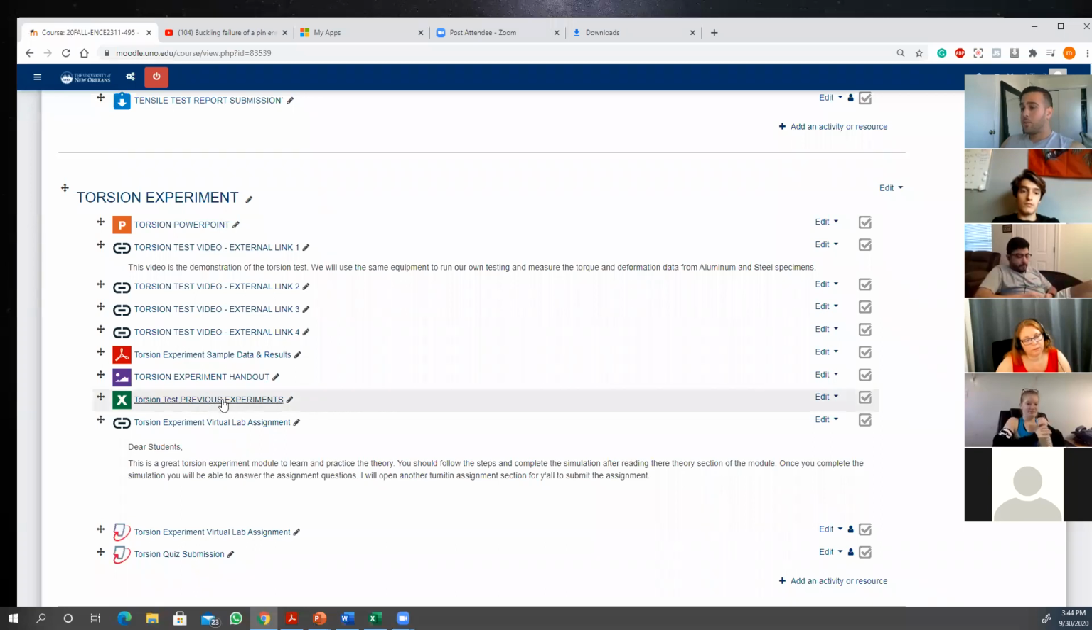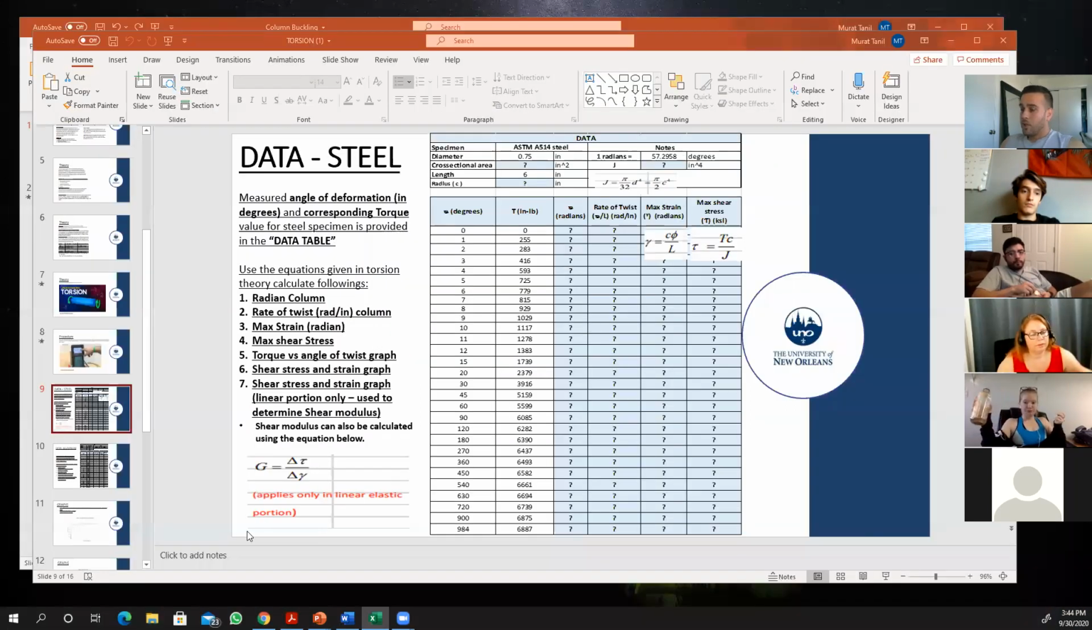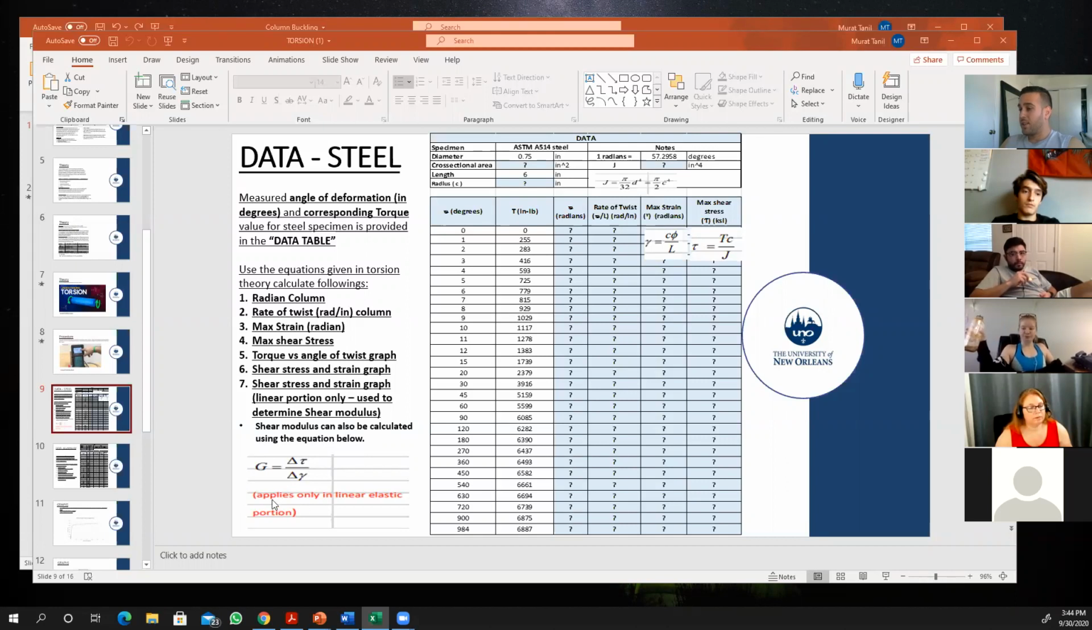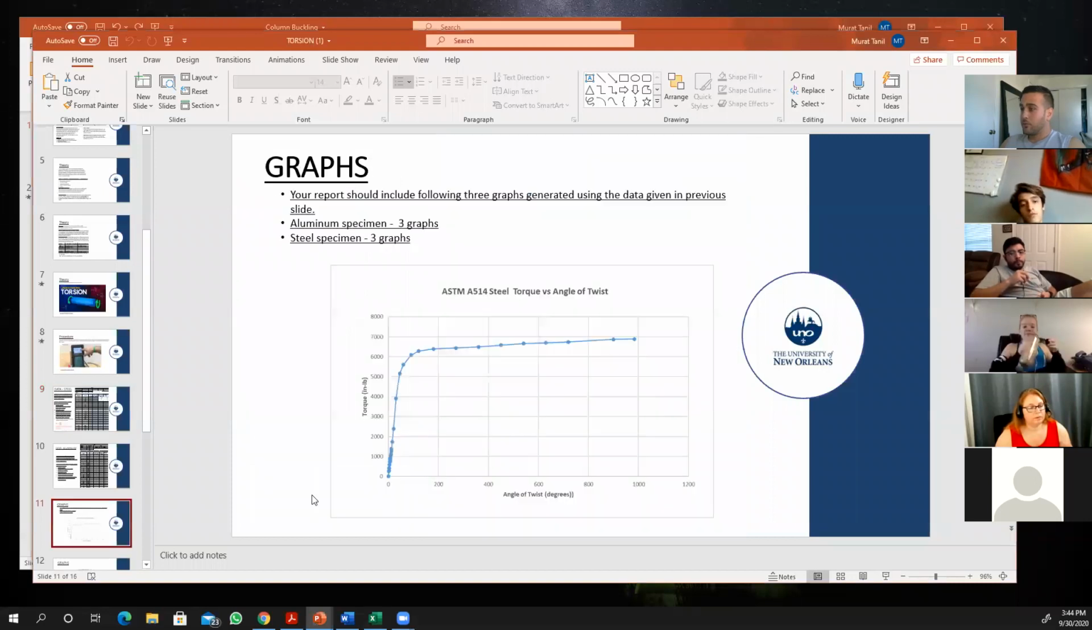Torsion test, previous experiments, I will get to that. And you should calculate the shear modulus using the equation below. G is the shear modulus, and again, it only applies in the linear elastic portion. When I say linear elastic portion, this portion right here, it's up to 5,000 inch-pounds torque.